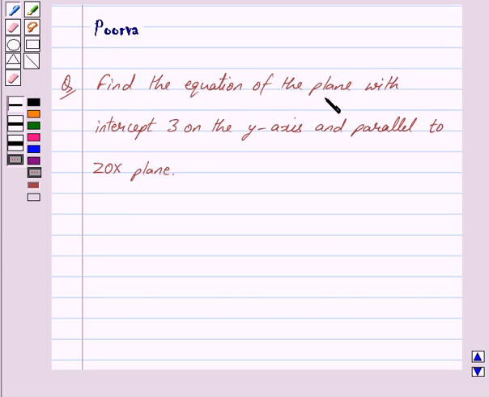Find the equation of the plane with intercept 3 on the y-axis and parallel to ZOX plane.